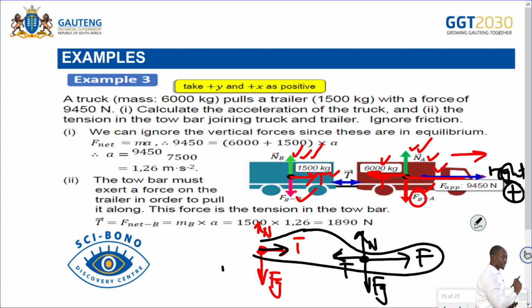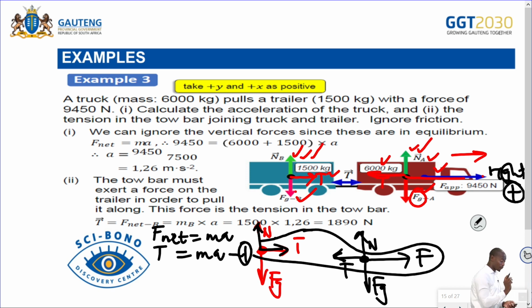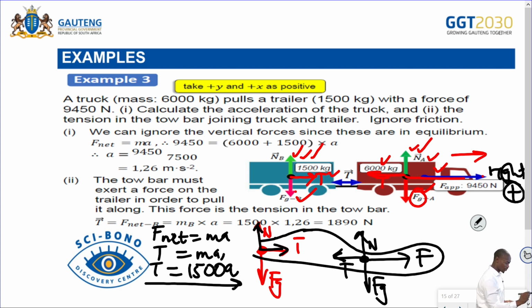So now I'm going to start with this one, right? Since this object is accelerating, F net is equal to MA. How many forces are acting horizontally? It's only tension. So T equals MA. This is my equation 1, because there's nothing before that, I'm giving the mass. So tension equals, what is the mass? 1,500 A. So this is equation 1.